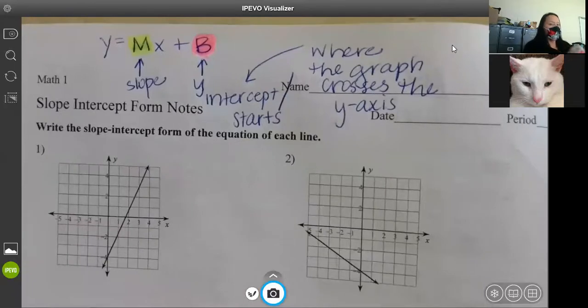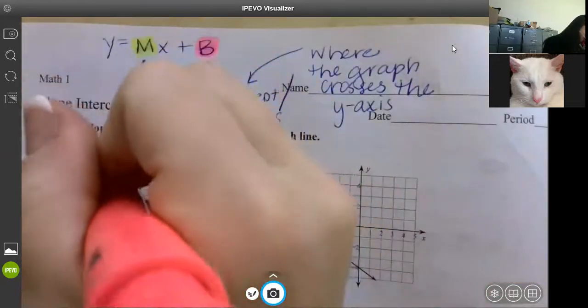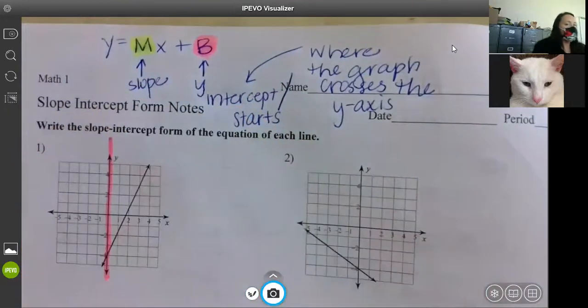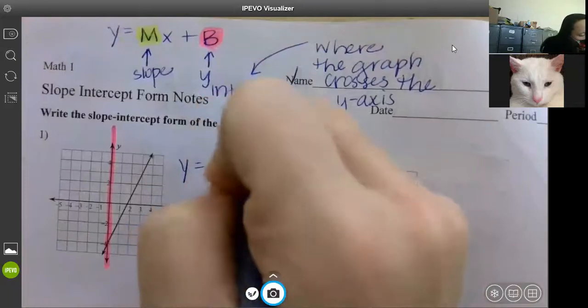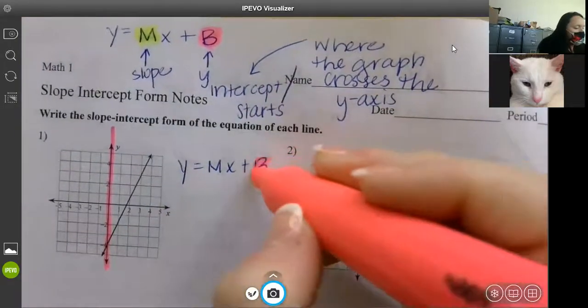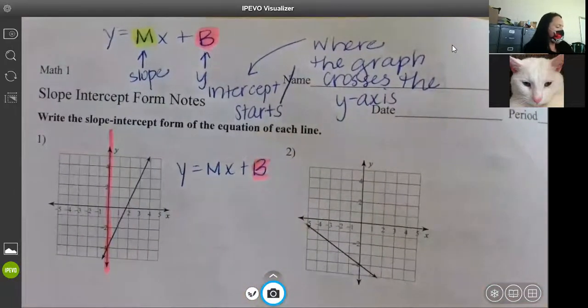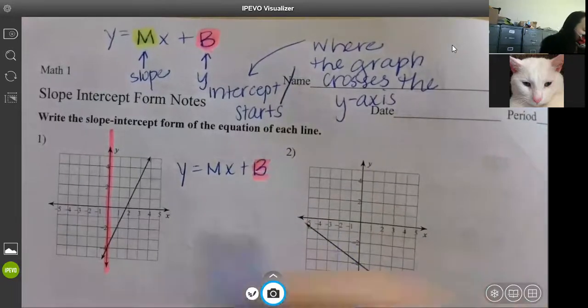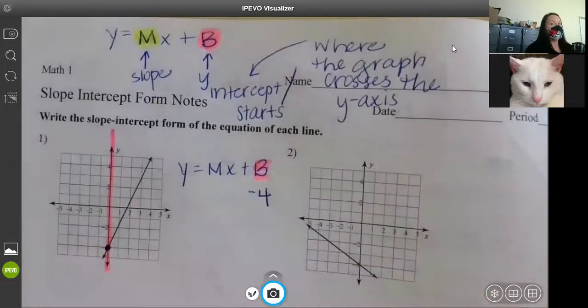Okay. So remember, on this first graph, this is going to be your y-axis. Okay. We want y equals mx plus b. B is our pink. Where does it cross the pink line at? Where does the graph touch the pink line? -4. That's your y-intercept, so we're going to put a -4 right there.